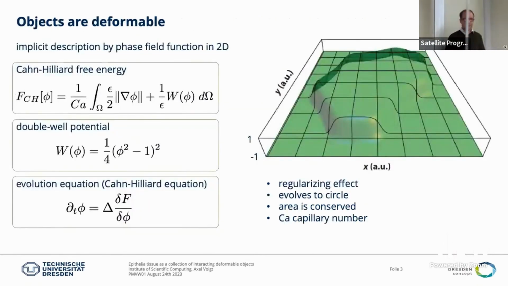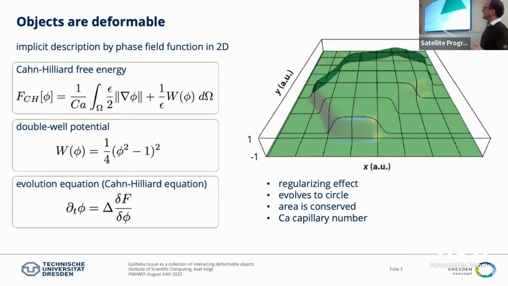So let's start with objects are deformable. And maybe the one approximation we do is we describe our objects, our cells, as 2D. So there's no height of our cells. And we use an implicit description for our cell, and we use a phase field function phi, which is such that we want it to be, let's say, -1 outside the cell and 1 inside the cell, and then we have some smooth transition for this cell boundary.